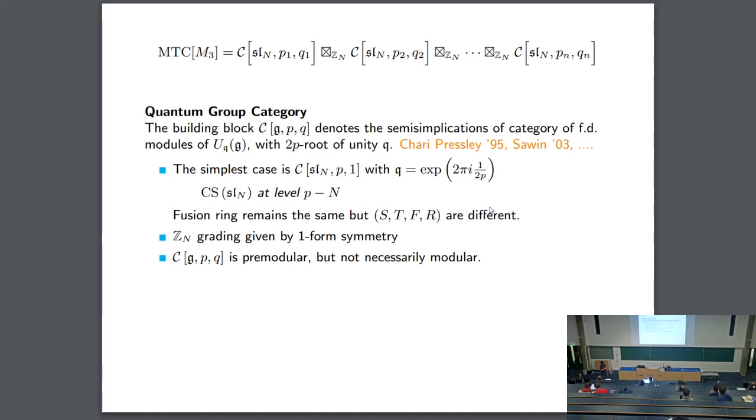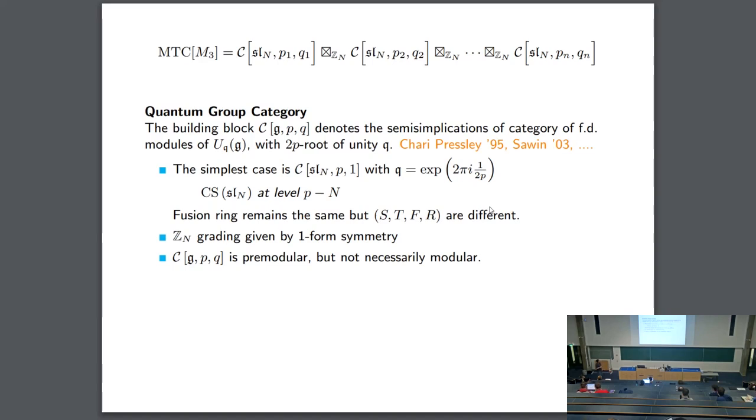This is known as the quantum group category. It's associated to the representations of quantum groups at a specific level, a root of unity, and you do the simplification. But all that matters here is this is a relatively understood category, and it's very similar to Chern-Simons. For the purpose of the talk, it's okay to assume this is the Chern-Simons theory. And in particular, for SU(N), you have a Z_N one-form symmetry.